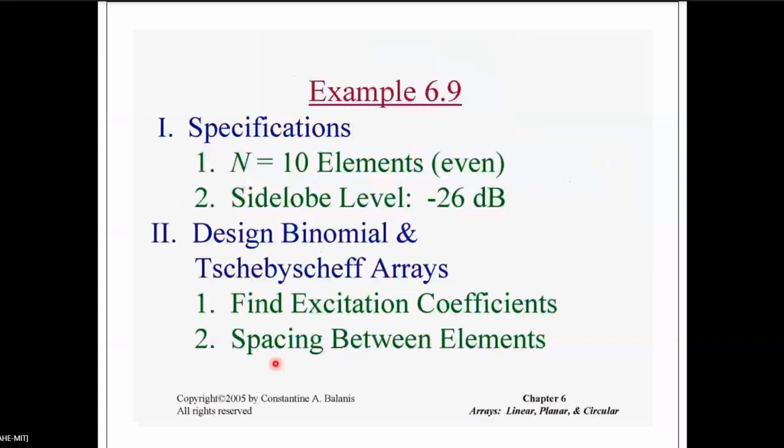Specifications: design an array with side lobe level minus 26 dB. Find this out. Please try to do it independently, this is very important. First, n equal to 10 elements, so it is even. Derive the expression for the array factor first. For an even number of elements, that is 2M equal to 10, capital M equal to 5.